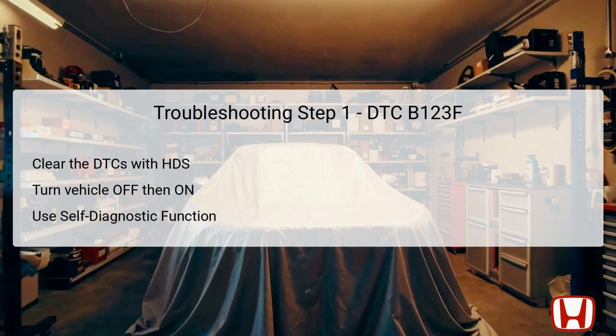The first step in troubleshooting DTC B123F requires verification of the problem. Start by using the HDS, or Honda Diagnostic System, to clear the diagnostic trouble codes present in the vehicle. This step resets the system and allows for fresh diagnostics. Next, turn the vehicle to the off-lock mode, ensuring that all systems are inactive. After waiting a moment, turn the vehicle back on.